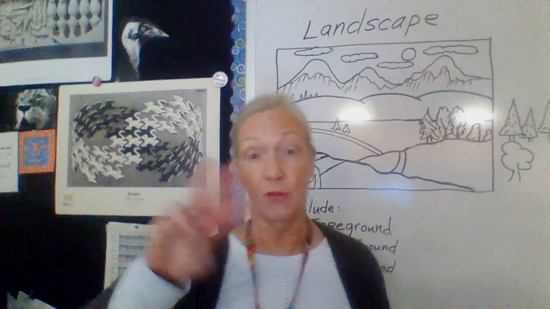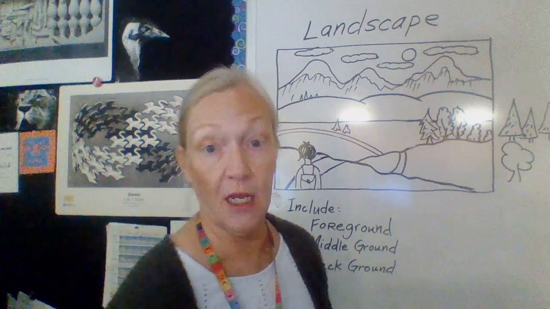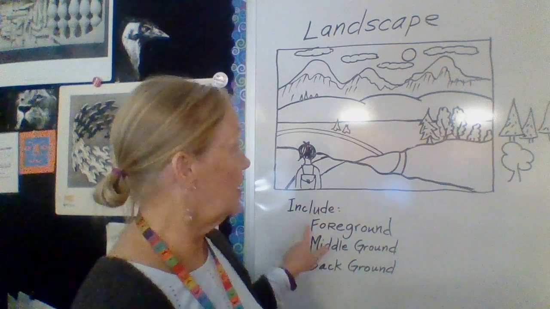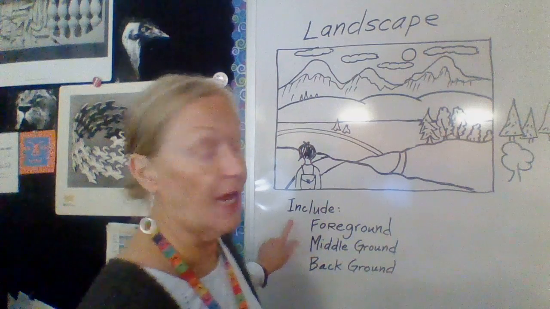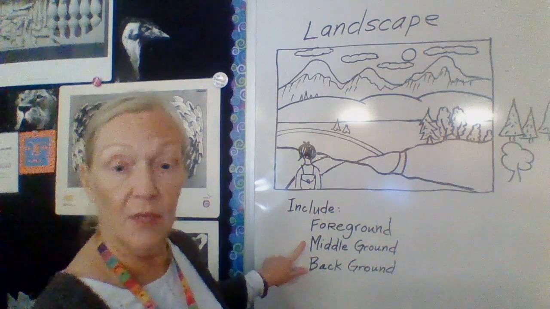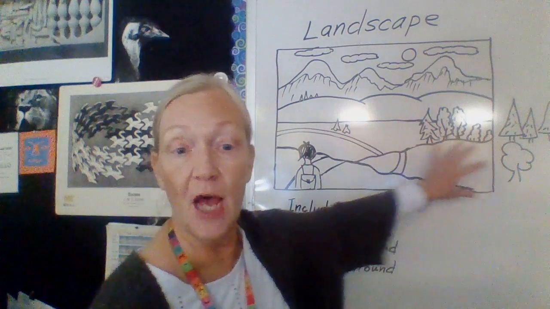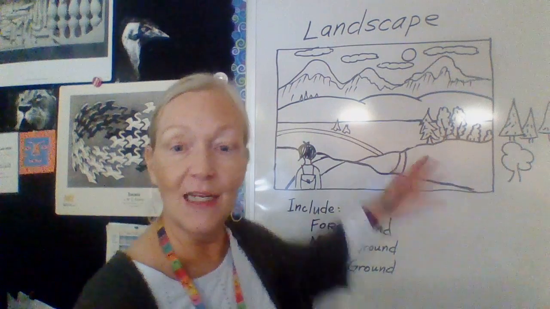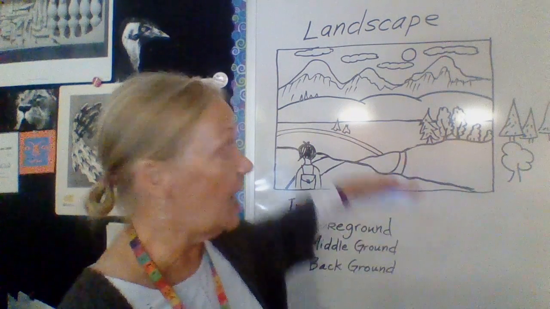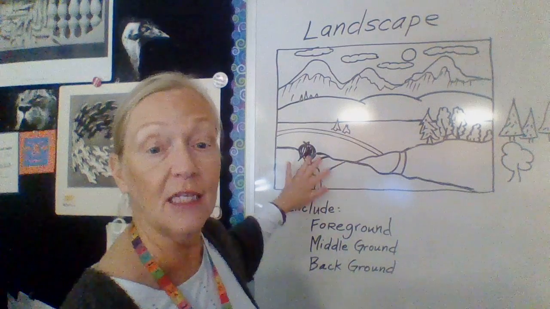And you also have 3 things that you're trying to learn this week. We're starting to learn about the names of the parts of a landscape, and that goes foreground, middle ground, and background. Foreground is in the bottom part of the picture, and it is the closest part. And you put it down low and you make things bigger.